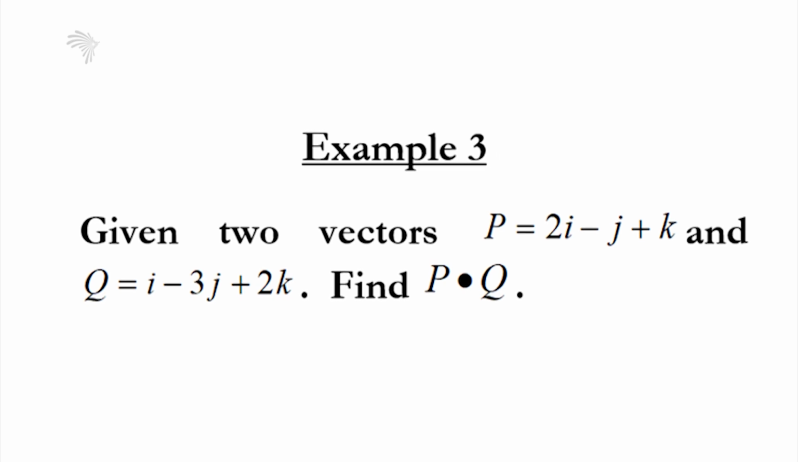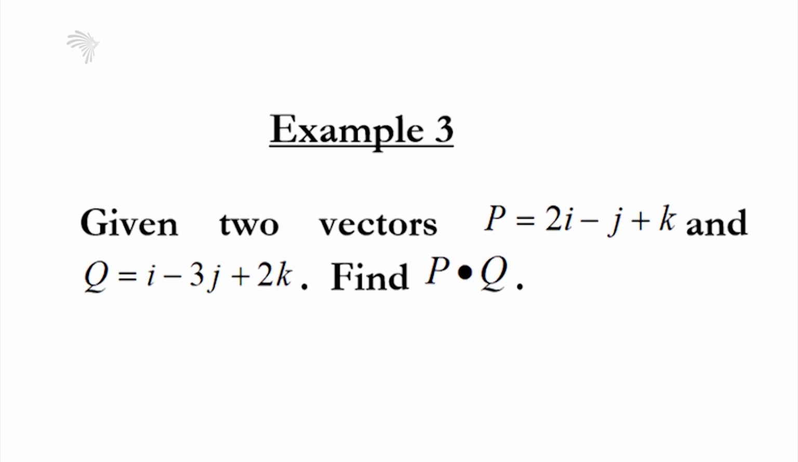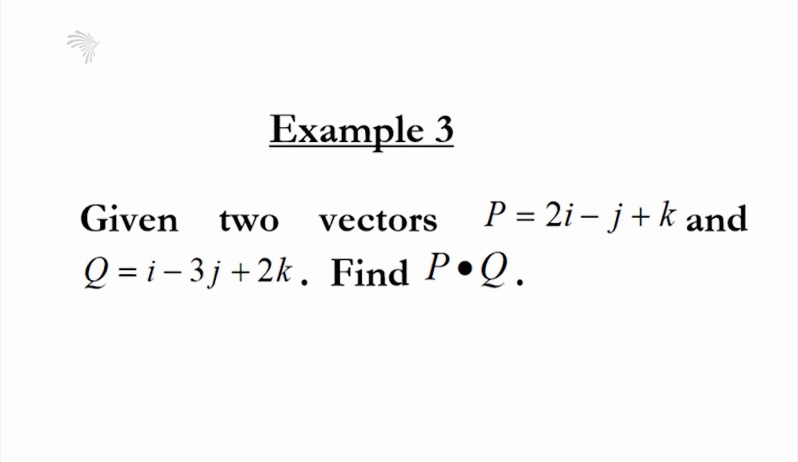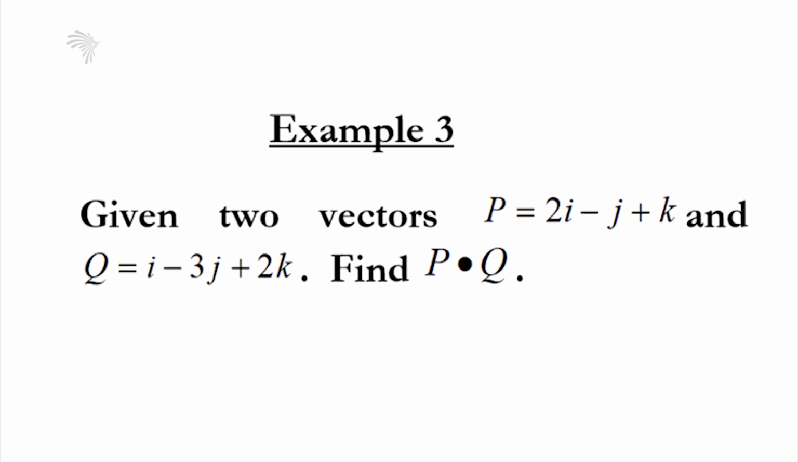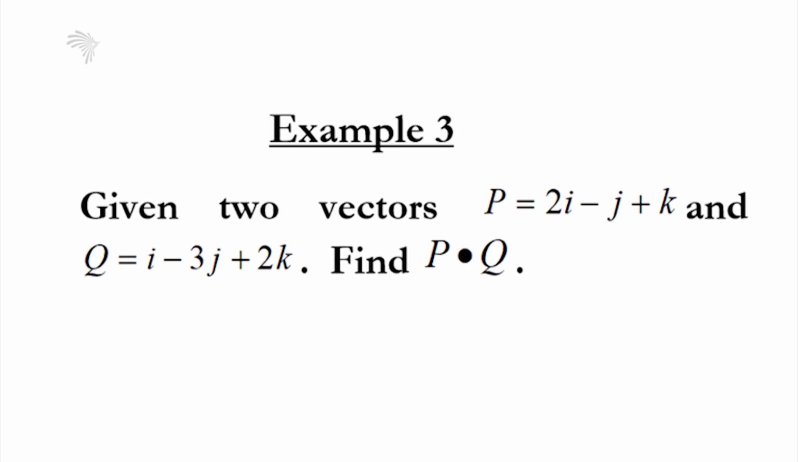Let's look at the third example. Given two vectors P and Q, where P is 2 in the i minus j plus k and Q equals i minus 3j plus 2k, we are asked here to find the dot product of these two vectors P and Q.